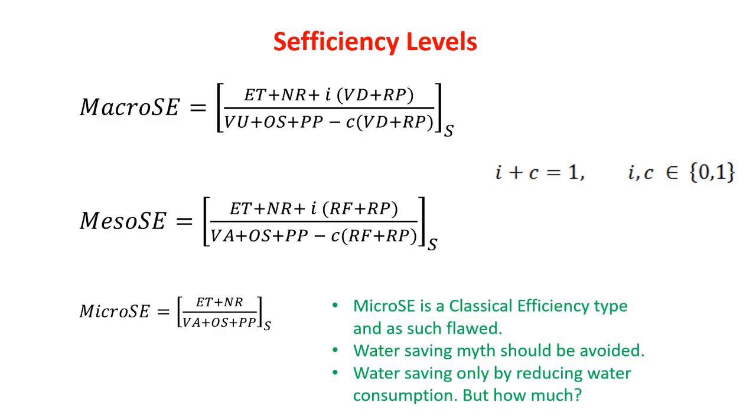As a side note, it should be mentioned that micro-sufficiency is a kind of classical efficiency that was explained to be a flawed indicator. Besides this deficiency, many times and in many countries, various measures have been utilized on the basis that they increase classical efficiency and consequently there will be water saving. However, if the measures do not reduce water consumptions, the savings will be only paper savings according to water balance, and the myth of water saving continues.